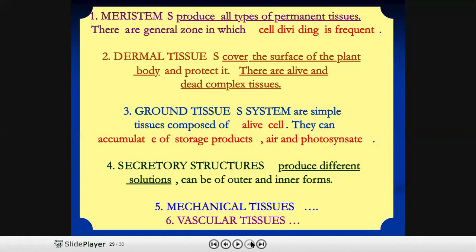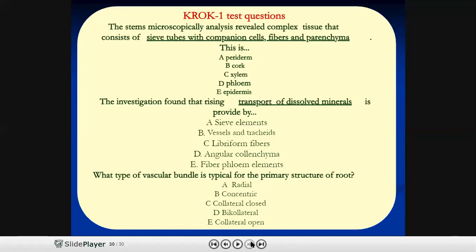Okay. So meristem produces all types of permanent tissue. Dermal tissue covers the surface of the plant body. Ground tissue is composed of living cells. They accumulate storage products, air, and carry out photosynthesis. Secondary structures produce different types of tissue, including mechanical tissue, and they have different functions here.